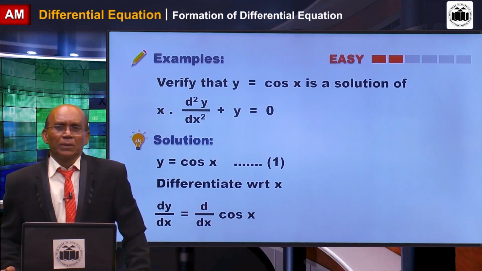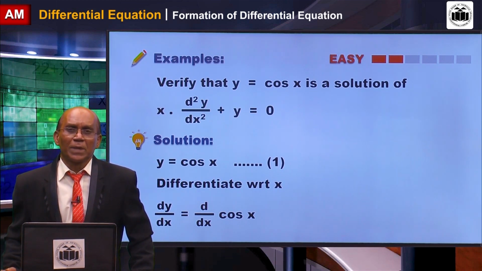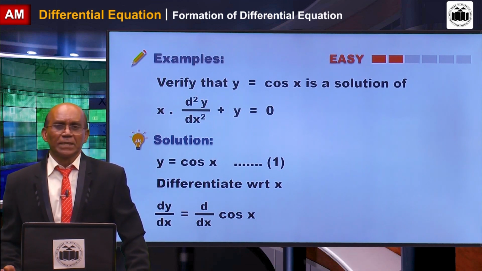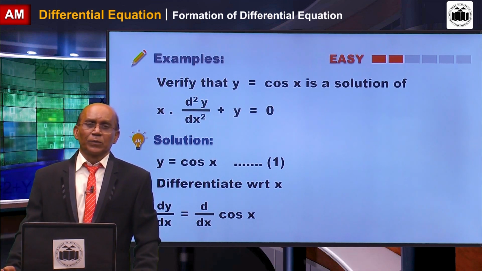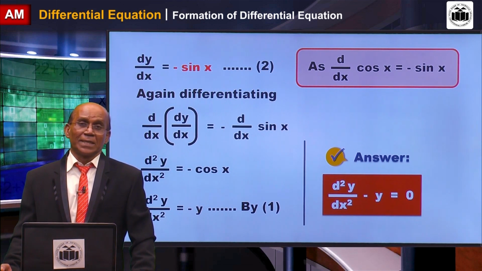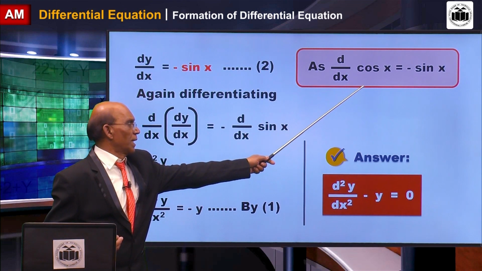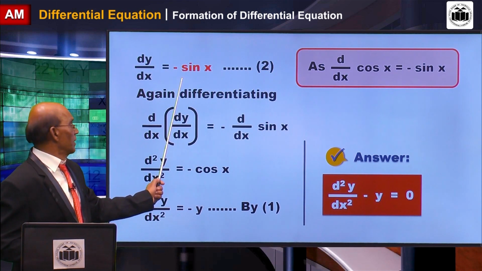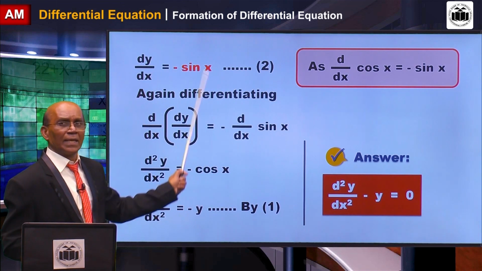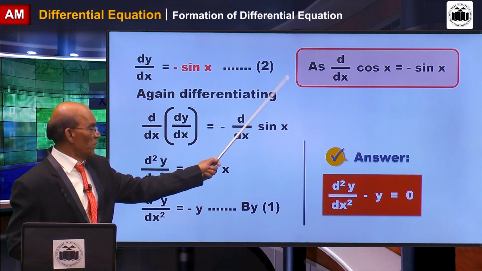Verify that y equals cos x is a solution of d square y by dx square plus y equals 0. Solution: y equals cos x, differentiate with respect to x. dy by dx equals d by dx of cos x, so dy by dx equals minus sin x. Here we use the formula d by dx of cos x equals minus sin x, and mostly students make mistakes here. When writing the derivative of cos x, they write only sin x. Keep in mind that it is minus, because the formula says so.